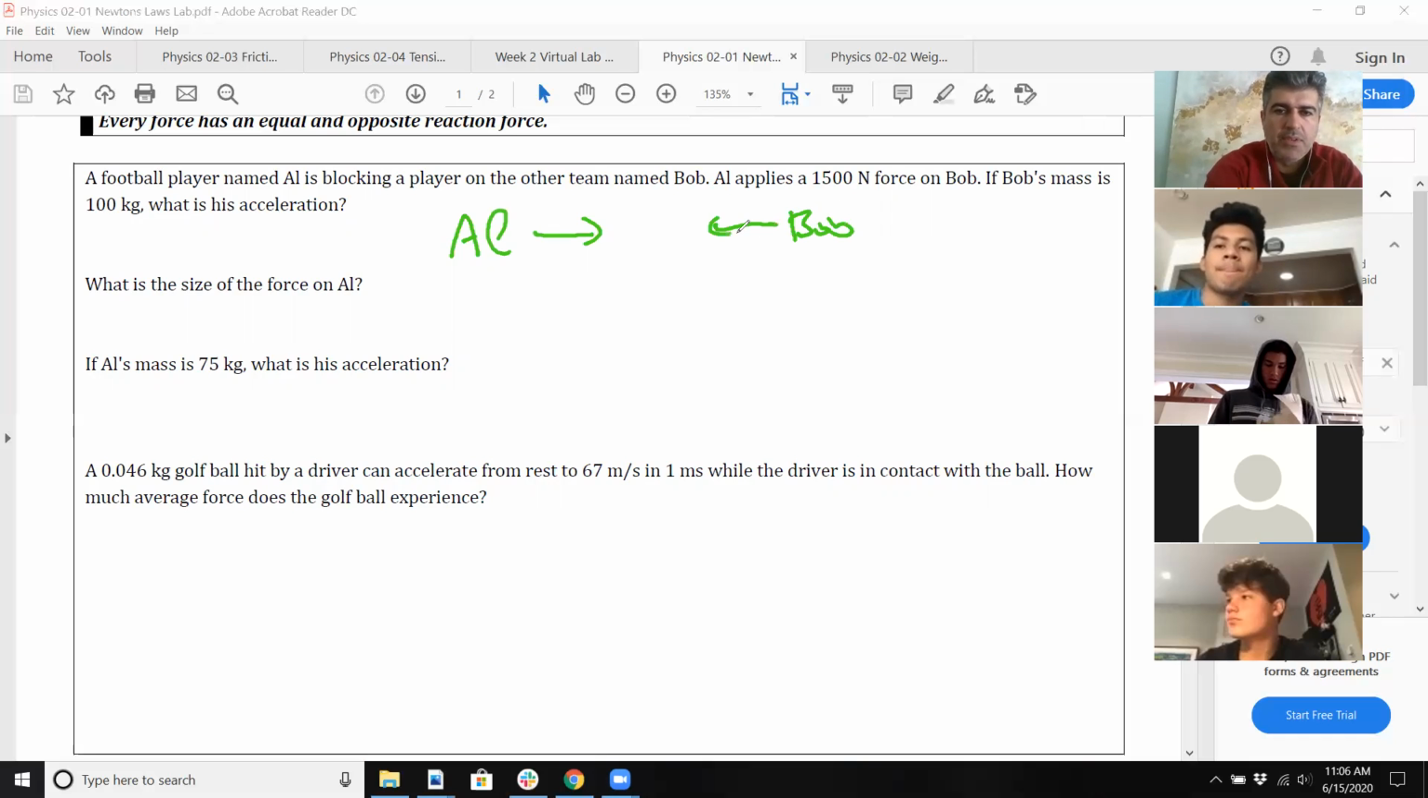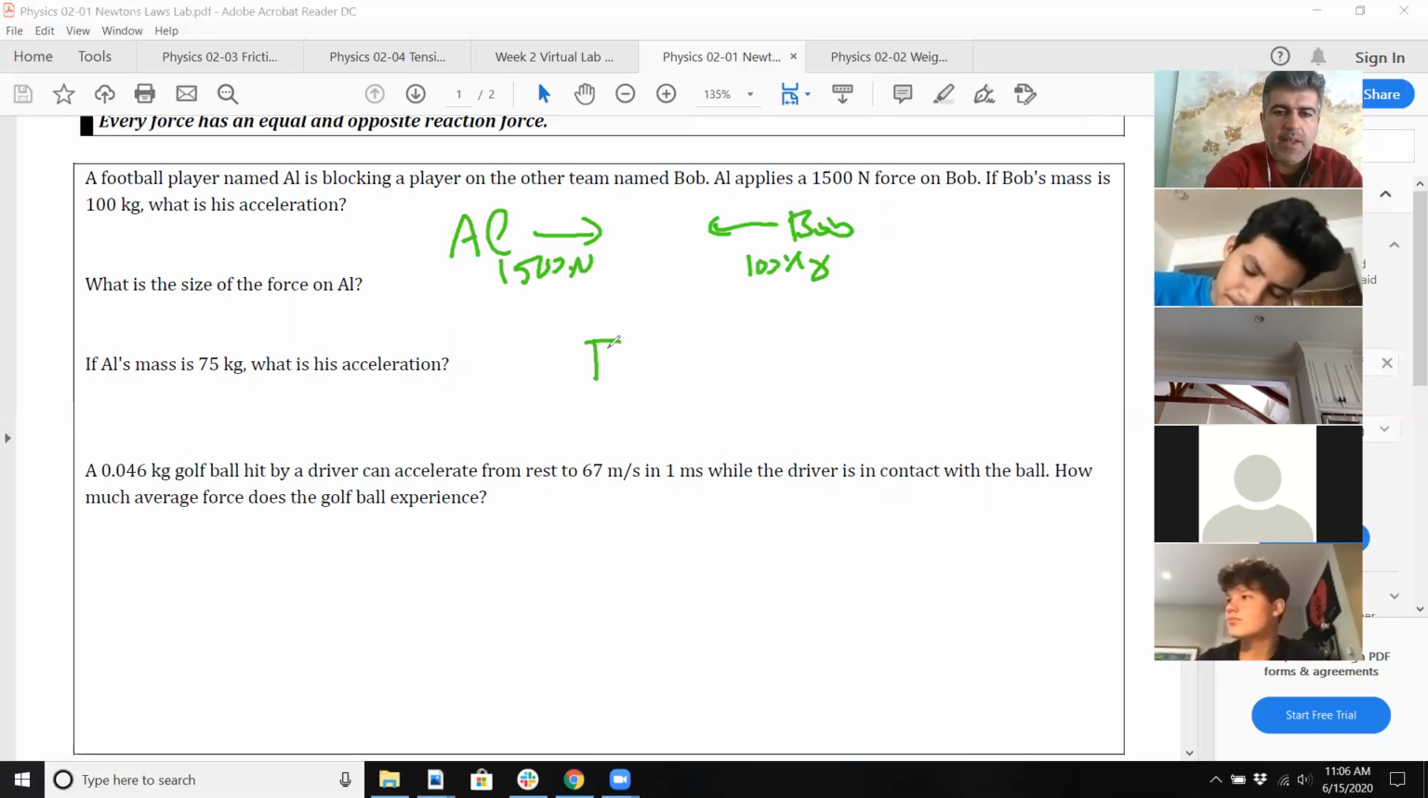Bob's going that direction, so he's applying 1500 newtons. And here, all we know is the mass is 100 kilograms. So what we do know is that the force of Al equals the negative force of Bob. This is the third law of motion. The force of Al is the negative force of Bob.